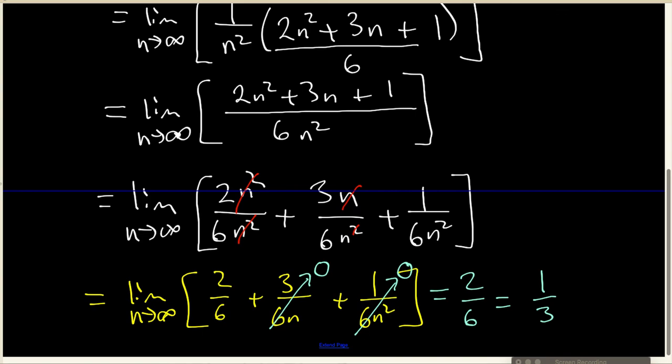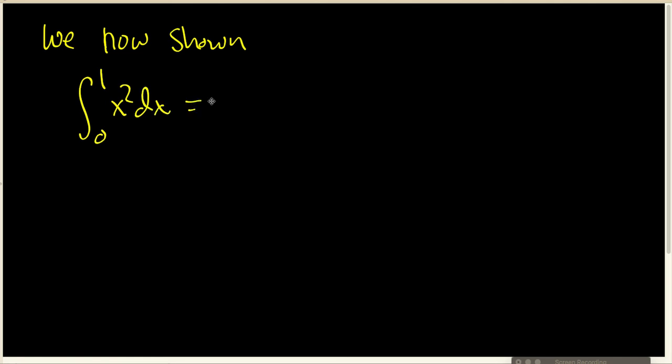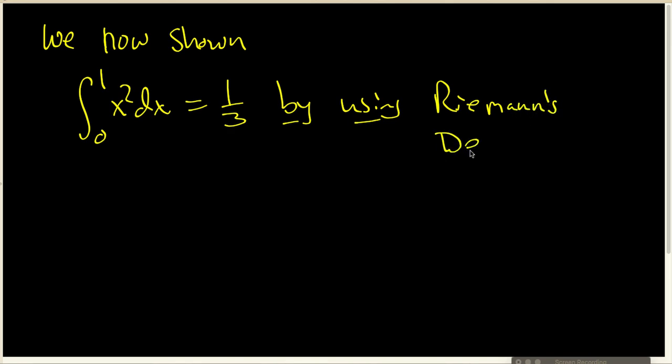So the net result of this is that we have now shown that the integral between 0 and 1 of x squared dx is equal to 1/3 by using Riemann's definition, instead of the fundamental theorem of calculus. You will have some problems in homework where you will have to use Riemann's definition, because I do want you to understand this definition.